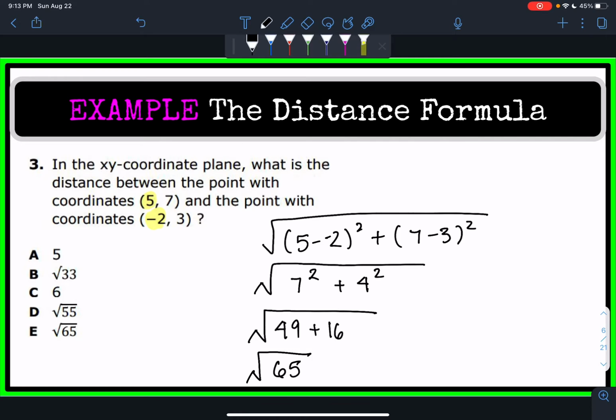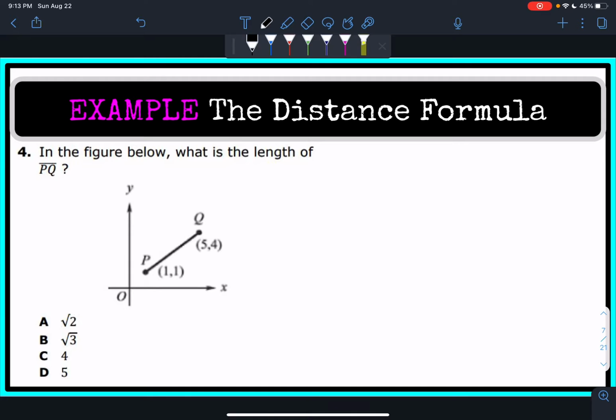Now, taking the square root of 65 is going to give us a decimal value, but as we see right here, our example is already inside the square root. So our answer is going to be letter E. We have the square root of 65. Now let's go into the next example.